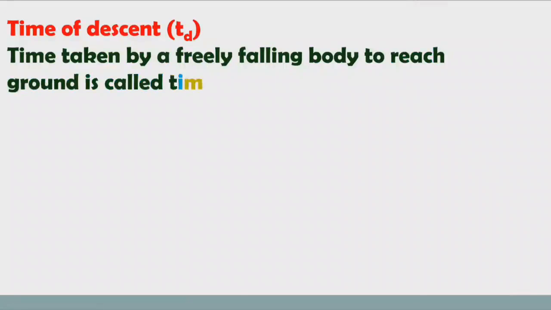Next, we will discuss time of descent. Time taken by a freely falling body to reach the ground is called time of descent. When a body is falling freely, it will take certain time to reach the ground. Time of descent is represented by TD.